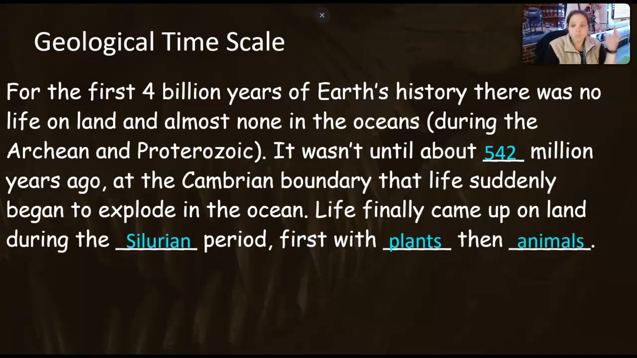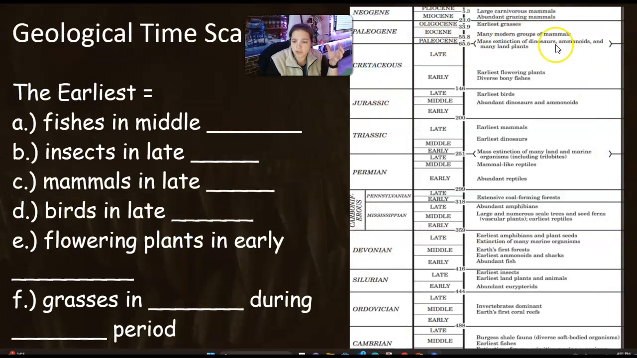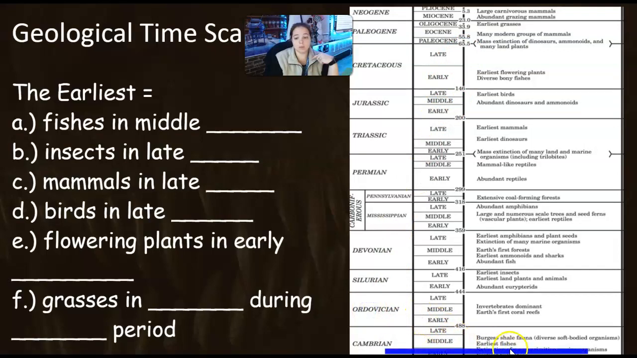All right. And so what I was just looking at is life on Earth. And right here is the life on Earth with the epochs and the periods. What I'm going to look for right now is where can I find the earliest of these different things: fishes, insects, mammals, birds, flowering plants, and grasses. Well, let's look for fishes first. Fishes, like I said, ocean. Let's look towards the bottom. Towards the bottom, you're going to find earliest fishes all the way down here. It's going to be in the middle Cambrian.